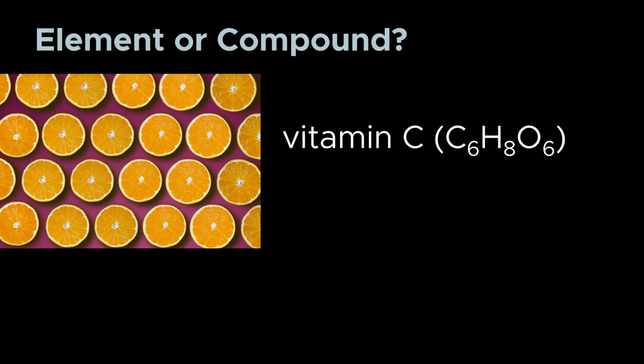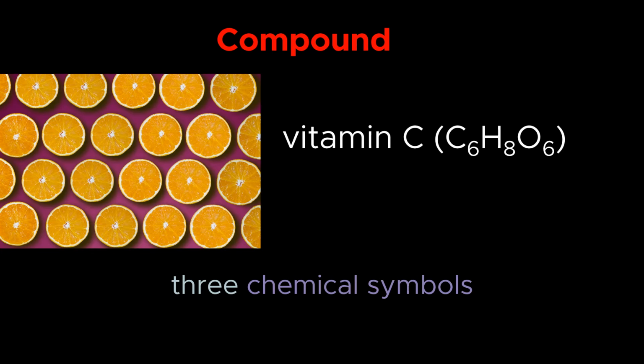And finally, what about vitamin C? Vitamin C is a compound because its chemical formula has 3 chemical symbols for the 3 elements of carbon, hydrogen, and oxygen.